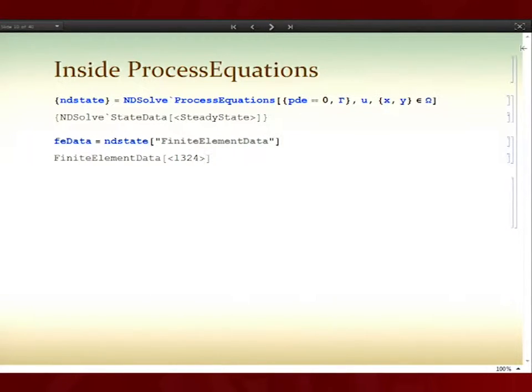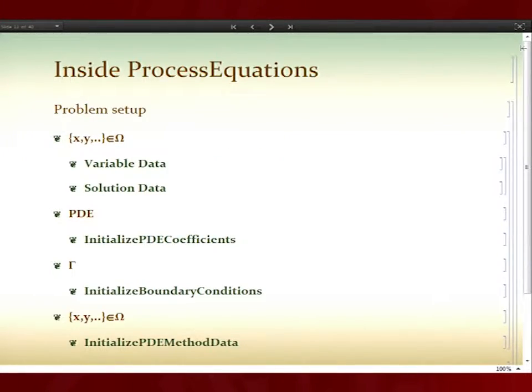OK. So this process equations, that does a few things. So the first thing that is done is basically variable data and solution data are set up. Variable data is the symbolic representation of the problem, so to speak. So it will have the dependent variables, x and y. It will have a notion about the region. And the solution data will have exactly the same components as the variable data, but as a numerical counterpart, so to speak. And we'll see an example of that.